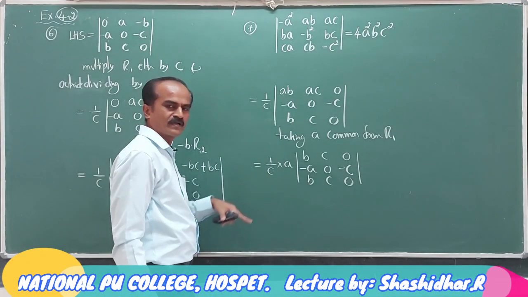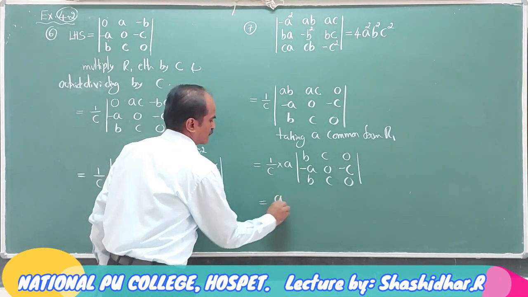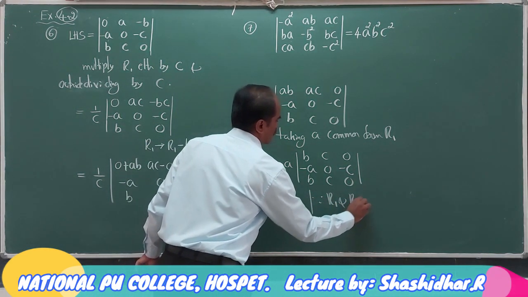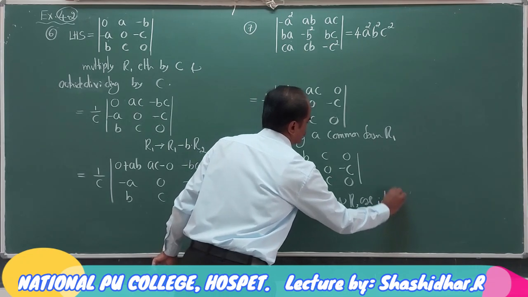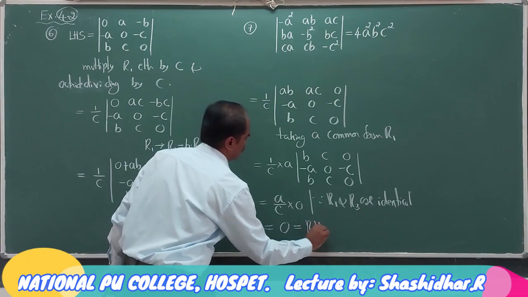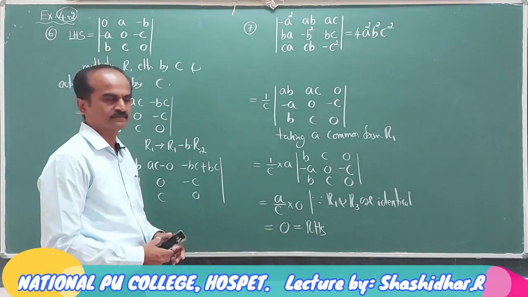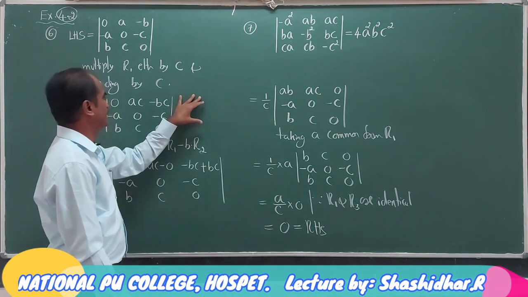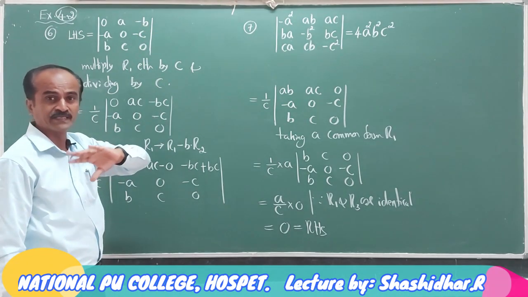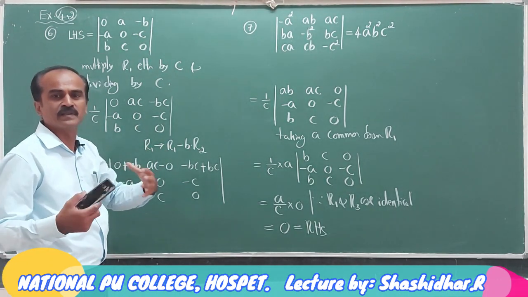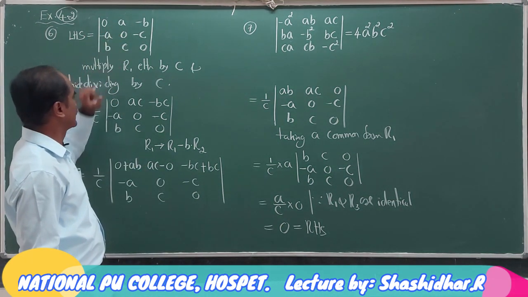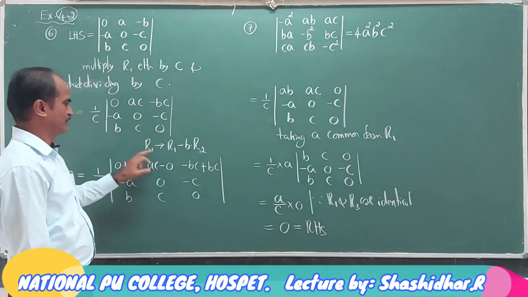Now observe R1 and R3, they are identical. Therefore, it is A by C into 0 because R1 and R3 are identical. Hence, the value of determinant reduces to 0. That completes the example. I hope you followed this. What we did here: first I multiplied first row elements by C. If you multiply any constant to one row, it is as good as multiplying the whole determinant. So in order to maintain the same value, I had to divide the value of determinant by C. After that, we did the operation.